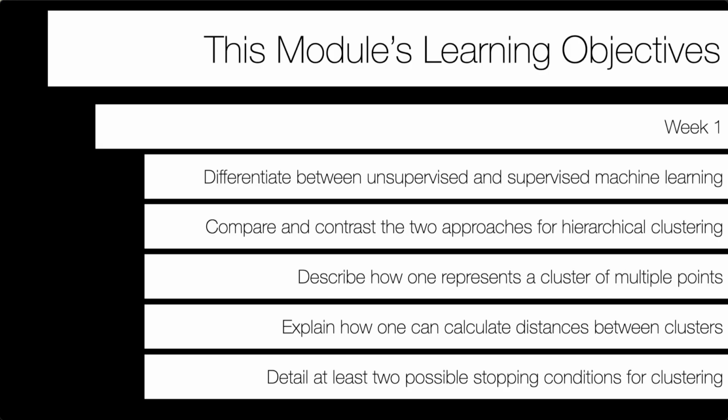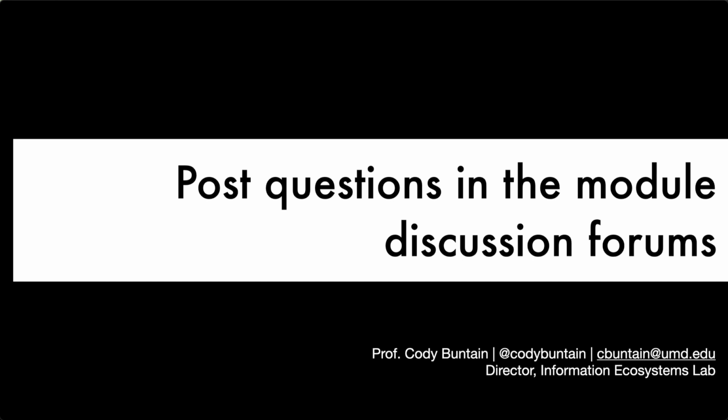But for now, we'll end it there, where we've talked about different ways for doing hierarchical clustering, some of the problems therein, how we identify or represent clusters of aggregations of points, how we evaluate distances between these aggregations of points that we call clusters, and when we might want to stop clustering based on different methods of identifying the number of clusters or optimizing for a particular metric.